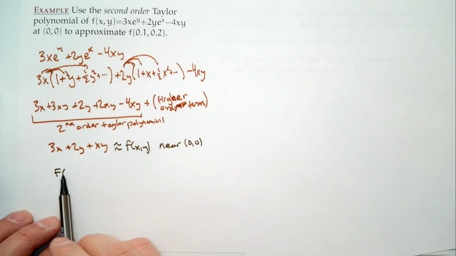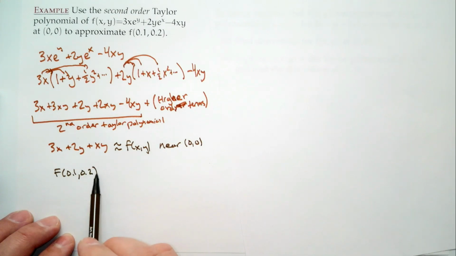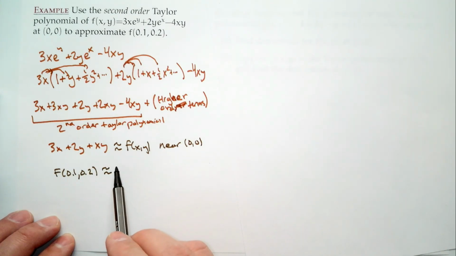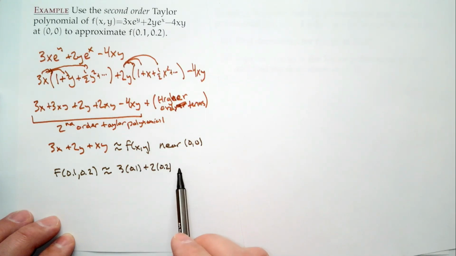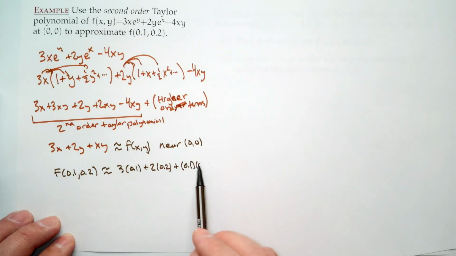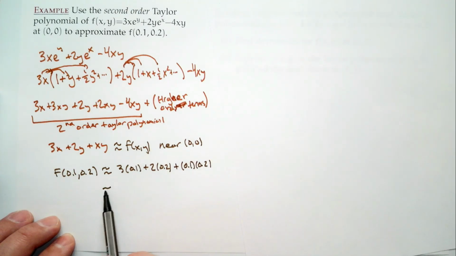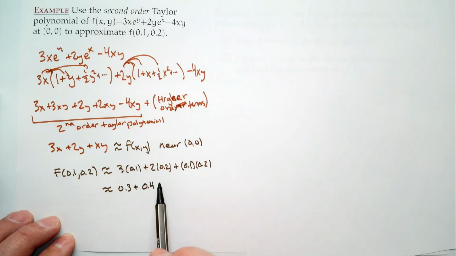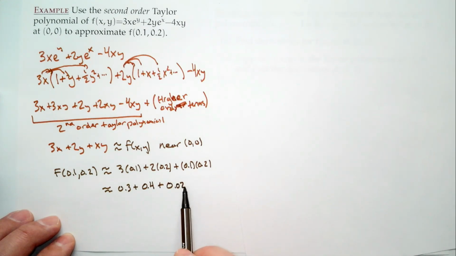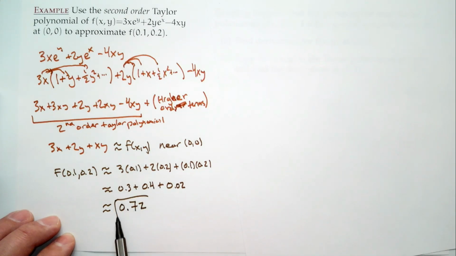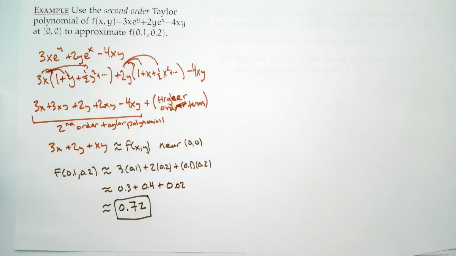So we can say that f of 0.1, 0.2 is approximately 3 times 0.1 plus 2 times 0.2 plus 0.1 times 0.2. Well, that's 0.3 plus 0.4 plus 0.1 times 0.2, which is 0.02. And if you put that all together, we get 0.72. There we go. And that's an approximation.